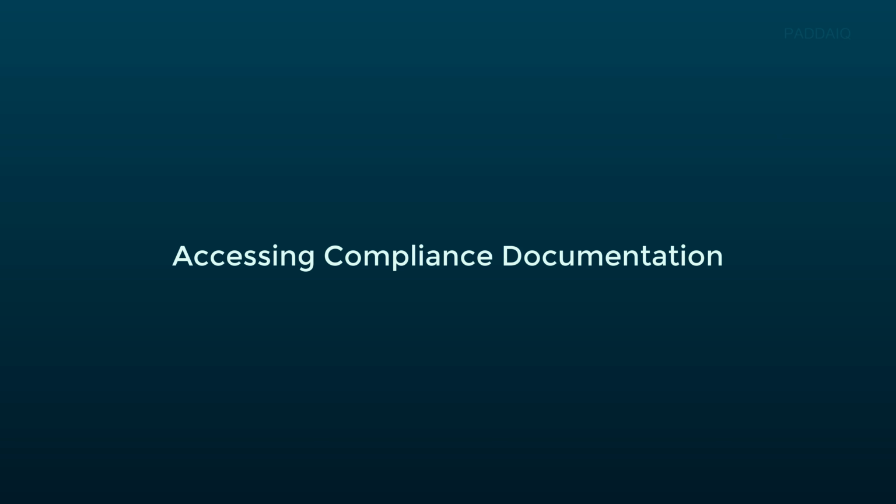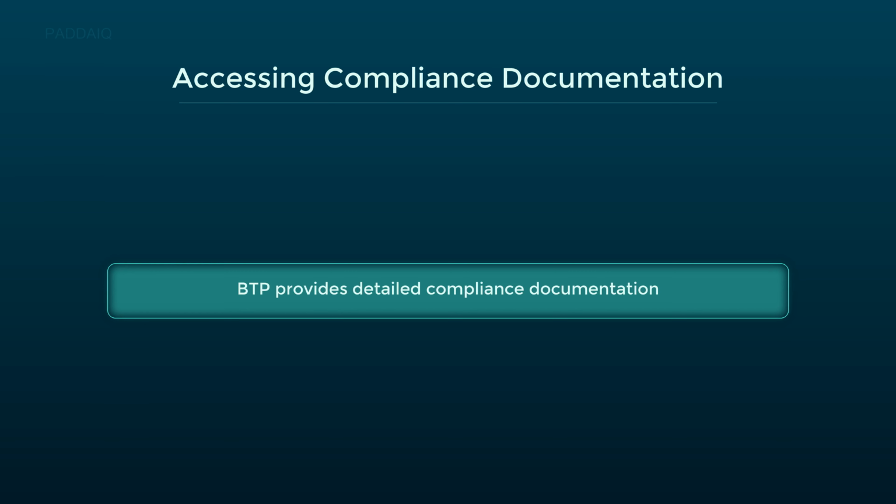Accessing compliance documentation. BTP provides detailed compliance documentation. This means you get clear, official records proving BTP meets legal and security standards. For example, a healthcare company can download BTP's SOC 2 report to verify data protection for patient information. This readily available documentation simplifies your own compliance audits.